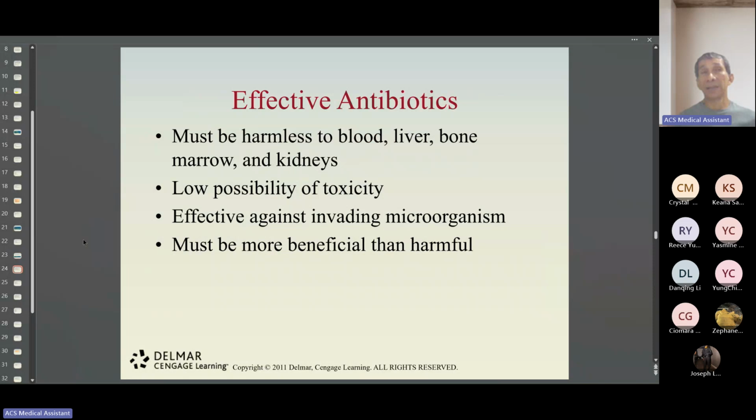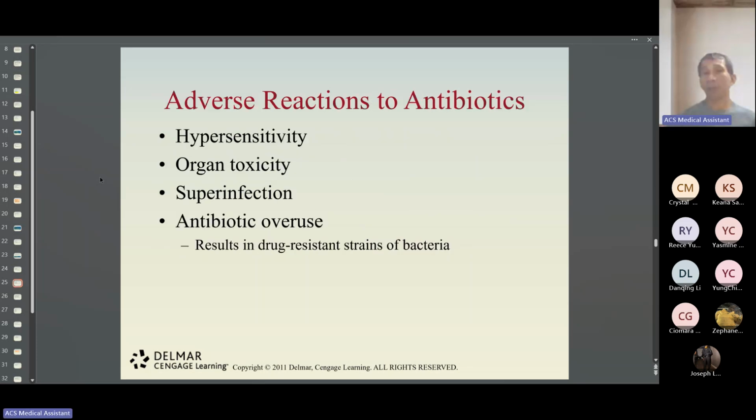Now that this antibiotic is effective against this particular microorganism, it's not just any antibiotic. The benefits should outweigh the risks. So you're going to develop some side effects, but if the side effects are less than the benefits that this medication is going to produce, then we're definitely going to do it. We're going to give you the medication. So that is an effective antibiotic. That's why we shouldn't be taking antibiotics on our own because we don't know if we're taking the right one.